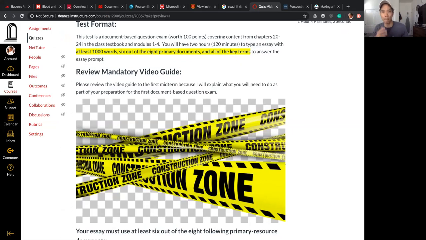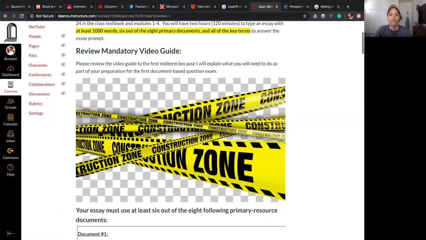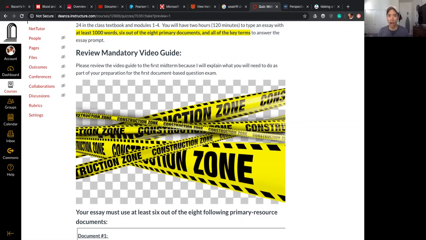okay? And here's where I want to shift gears. I want to start talking about your exam, what it's going to be focused on, okay? So let me pull up the exam page here. Let me go over the criteria really quick, what the exam is going to be about. Okay, so your first exam is called the DBQ, Document-Based Question Exam. It is going to be worth, I believe, around 150 points. It is going to cover chapters 20 through 24, modules 1 through 4.